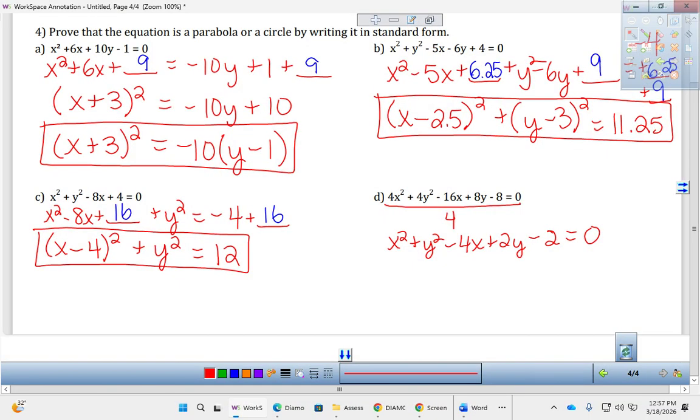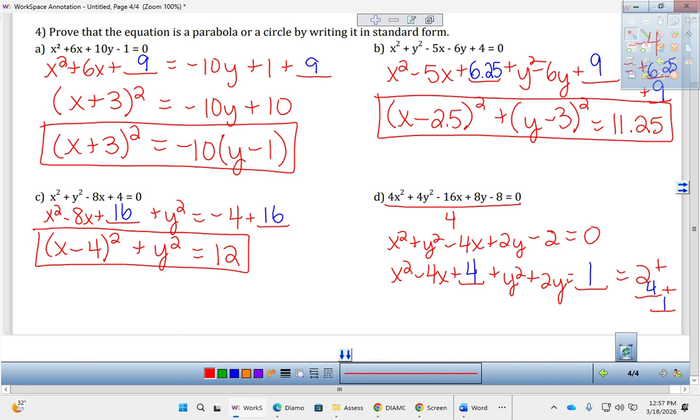Now I'm going to just rearrange my order and add my blank for completing my square with x, and add my blank for completing my square with y, and then I'm going to add the 2 to the other side, and then I'm going to have 2 blanks over here for my complete the square numbers. Half of negative 4 is negative 2, 2 squared is 4. Half of 2 is 1, 1 squared is 1. So I'm adding a 4 and a 1 to this side of the equation.